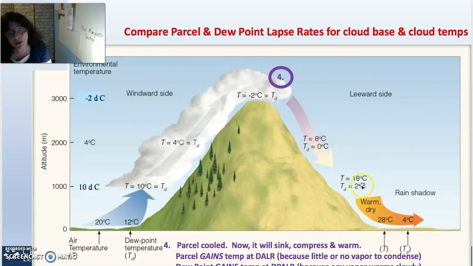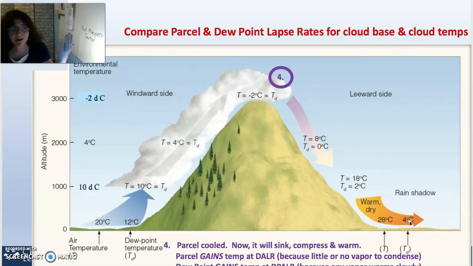If we go down to the 1,000 meter mark, we are adding 10 degrees to the parcel for 18 degrees Celsius. We're adding 2 degrees to the dew point parcel for 2 degrees Celsius. Then we come down all the way to sea level on the leeward side of the mountain, and we've got another 1,000 meters, another 10 degrees Celsius for the temperature of the parcel, and another 2 degrees Celsius for the temperature of the dew point parcel.